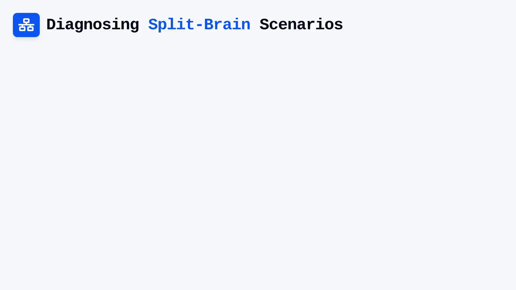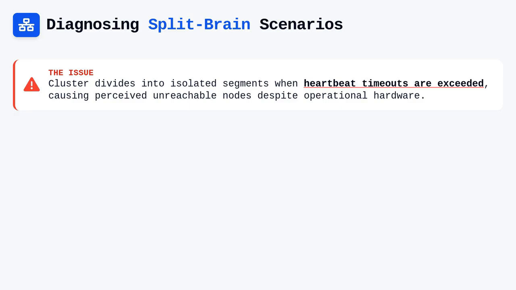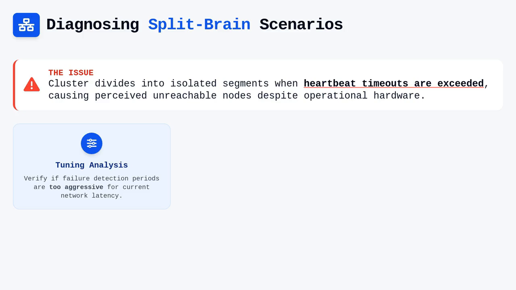When we observe connectivity issues, we often encounter the dreaded split brain scenario where the cluster divides into two or more isolated segments. This usually happens when the heartbeat timeout threshold is exceeded, causing nodes to perceive their peers as unreachable, even when the physical hardware is operational. We must scrutinize the heartbeat interval settings and the failure detection periods within the cluster configuration to diagnose if the tuning is too aggressive for the current network latency.